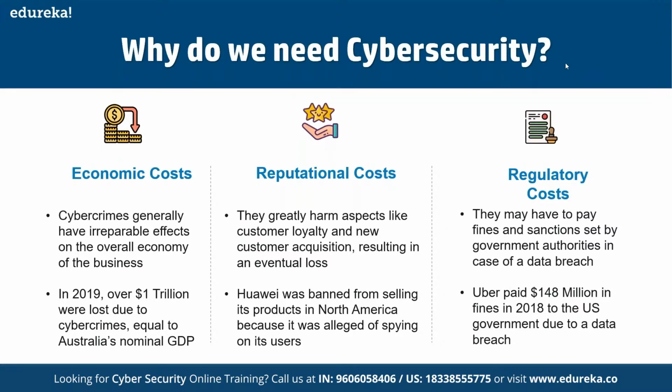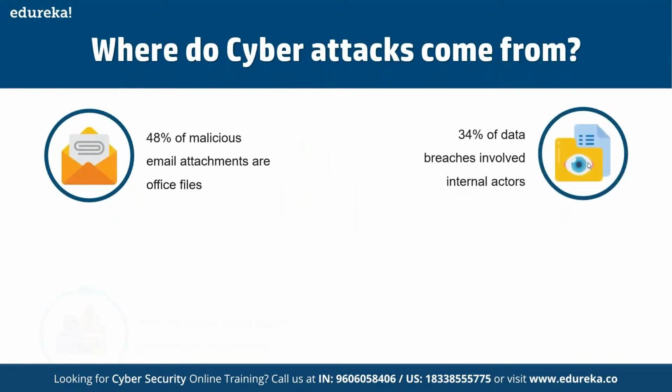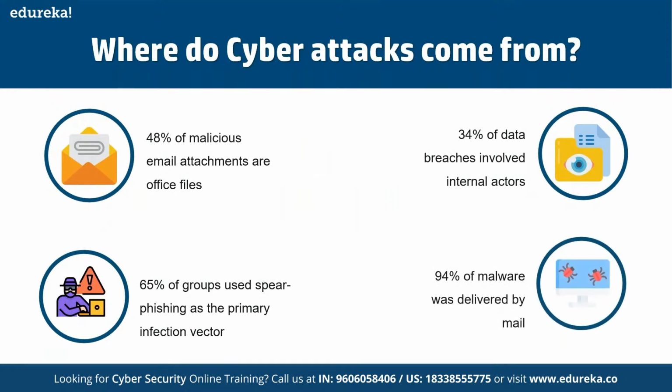That's why exactly we need to have a cybersecurity model defined. Now, where exactly do the cyber attacks come from? So we know 48% of the malicious email attachments are office files, whereas 34% of data breaches involve internal actors. That means, again, they involve insiders. And then 94% of malware was delivered by mail, whereas 65% of groups use spear phishing as the primary infection vector. Now, let's talk about the top cyber security attacks that we have.